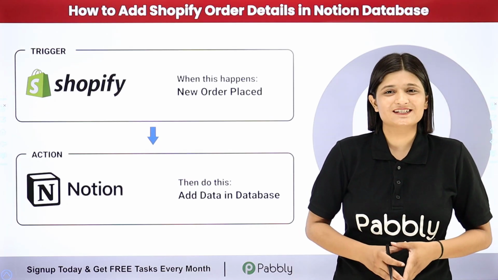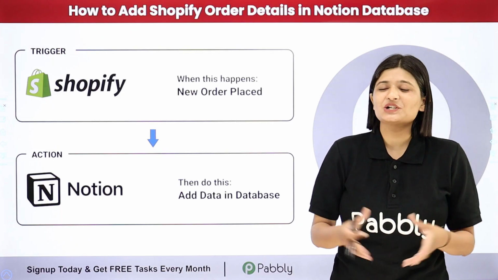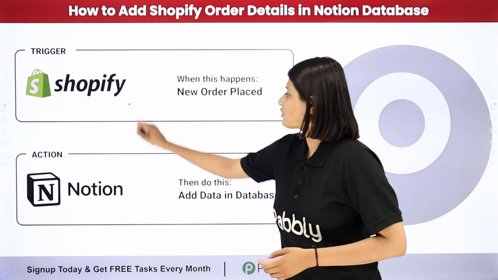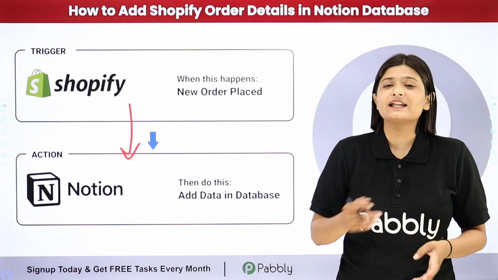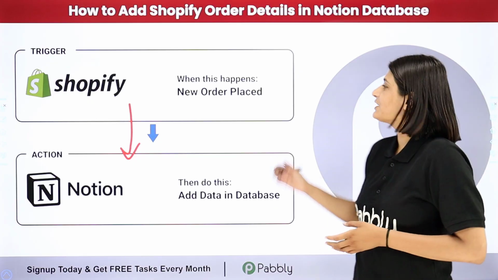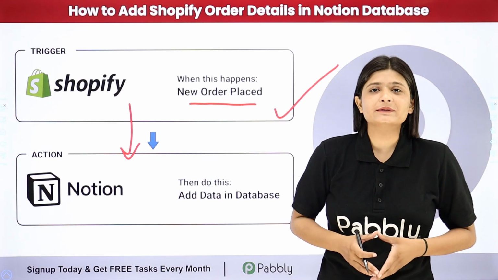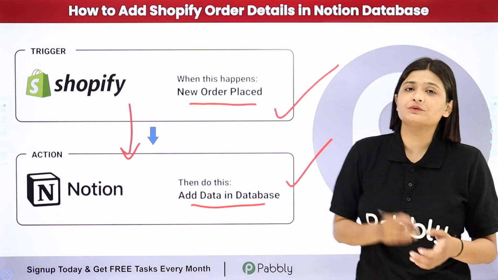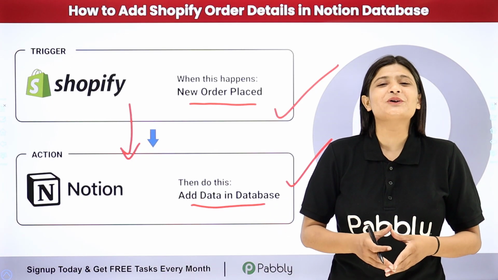help of Pabbly Connect. So Pabbly Connect is an amazing automation and integration software which requires no coding or programming skills. Here I just need to build connection between Shopify and Notion. Pabbly Connect runs on two principles, which is trigger and action. Here as my trigger application, I will take Shopify, from where I will receive new orders, and in my action application I will take Notion, where the details will be added automatically as soon as the order will be placed. If you want to learn this amazing automation step by step, let me take you all to my screen.